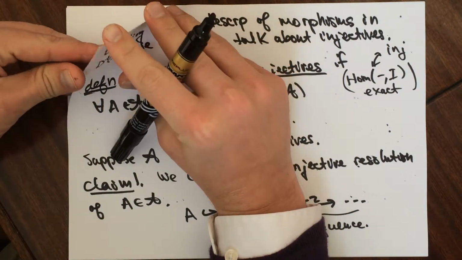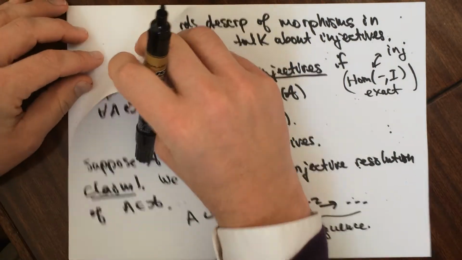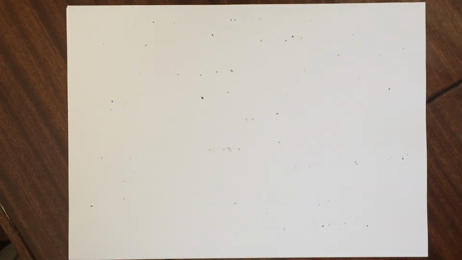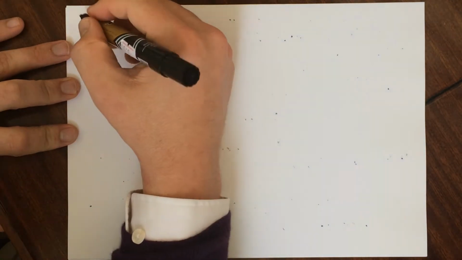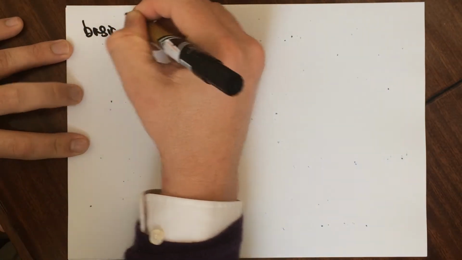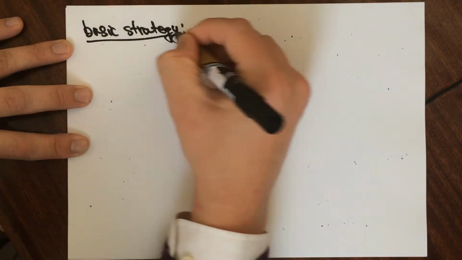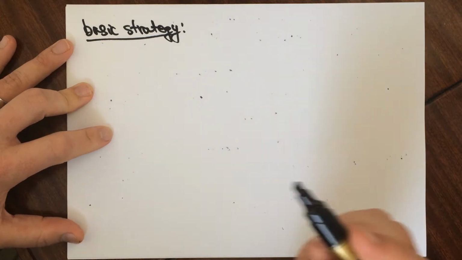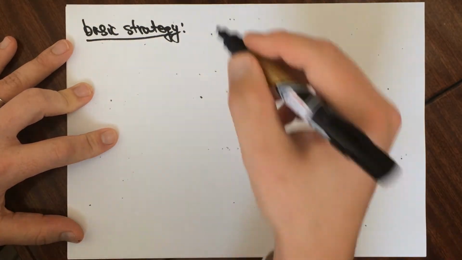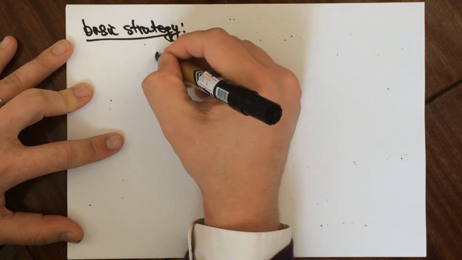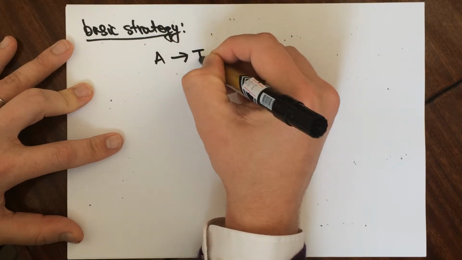So maybe this is familiar to everybody, but let me just say it again. So the basic strategy for this: the category has enough injectives. So we take A, then there's an injective object I.